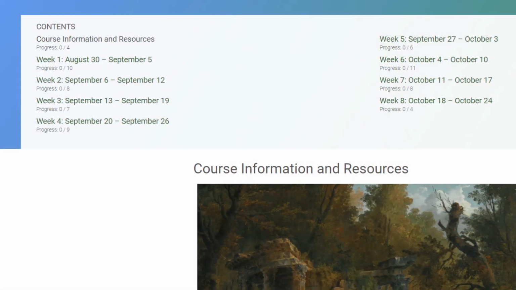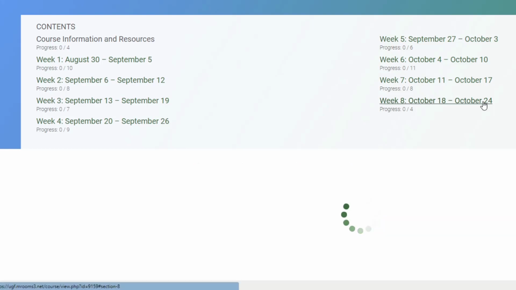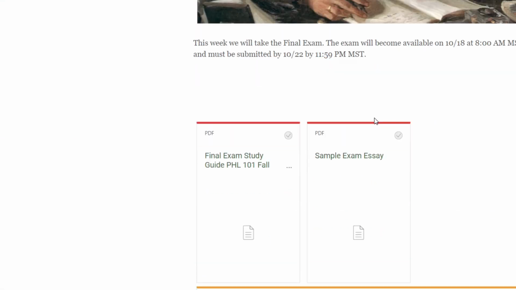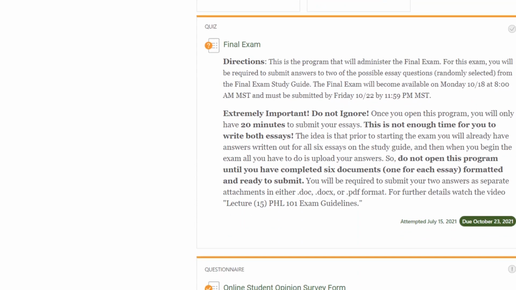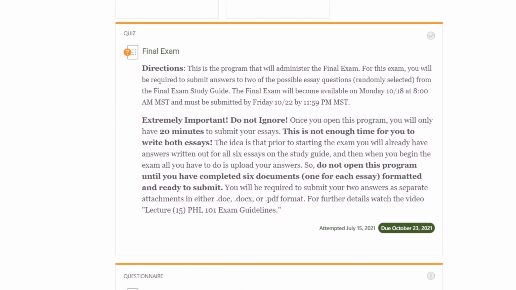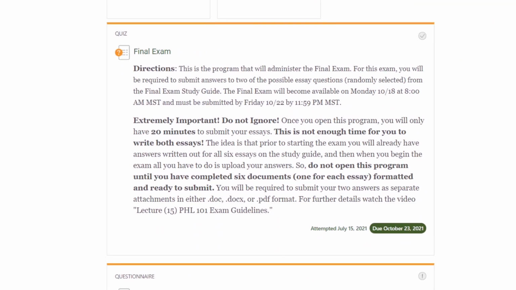As mentioned previously, you will take the exam through a program on Moodle. To find where you will take the exam, we need to go to the Week 8 area of the class. When you are ready to take the exam, you would simply click on the link that you see here.